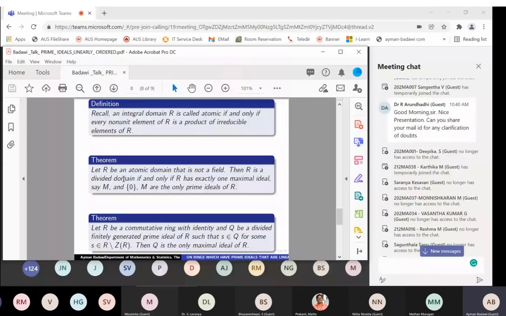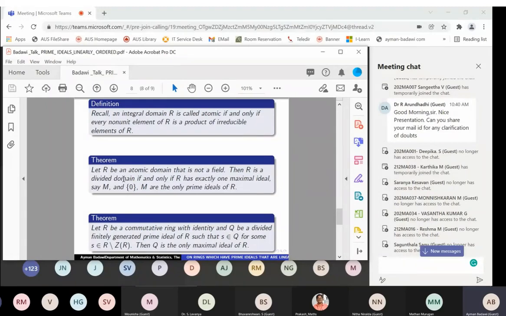Or maybe some of you have studied half-factorial domains, and there is a famous integral domain that is not a unique factorization domain. I think it's Z with the radical of -5 adjoined to it, if I recall correctly. Anyway, there are many integral domains that are not unique factorization domains, but they are atomic.